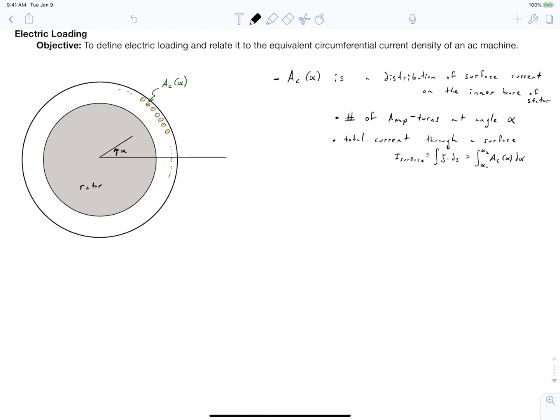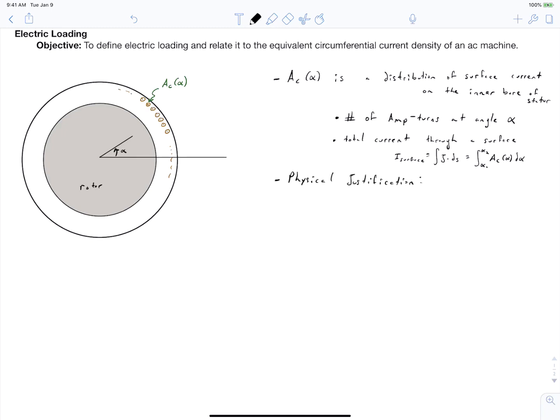So what is the physical justification for talking about a distribution of surface current? In our previous videos, we've been talking about line currents or surface currents that only exist at an infinitesimal point on the stator. Now we're going to be considering this as a continuous distribution, and what is the justification for that? What does that mean?